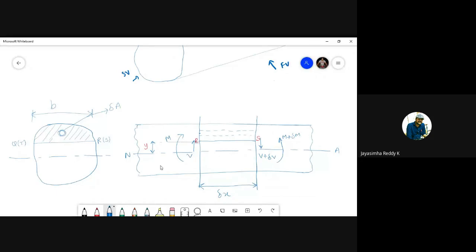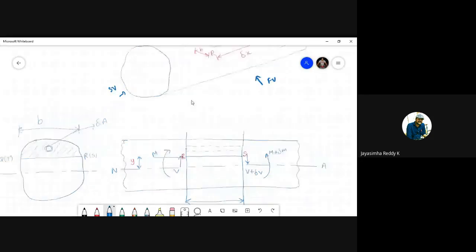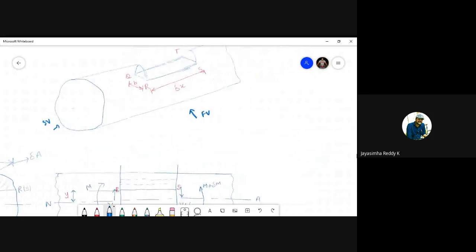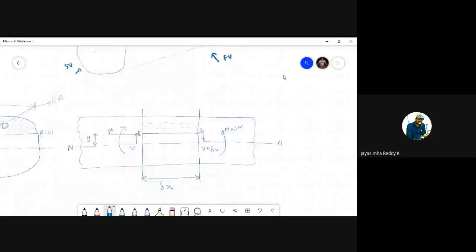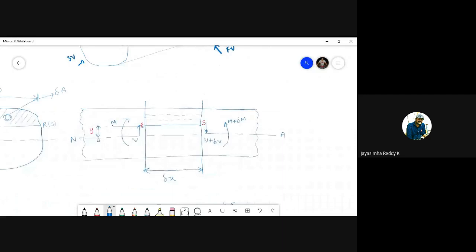And one more thing is there will be a centroidal axis for this entire beam, right? There will be a centroidal axis for this entire beam, and the distance of the centroidal axis to the surface that I have considered is y. Okay, see here I have mentioned it here. So y is the distance of the neutral axis from the bottom surface of the portion that I have considered. I have considered this portion, students.